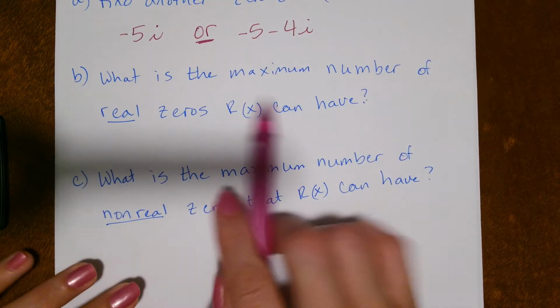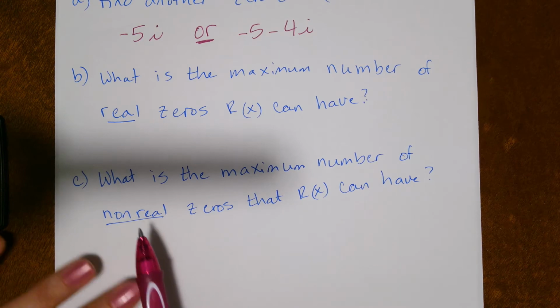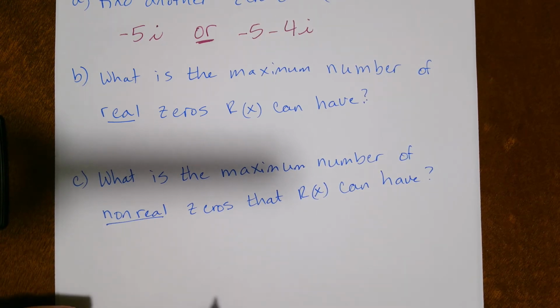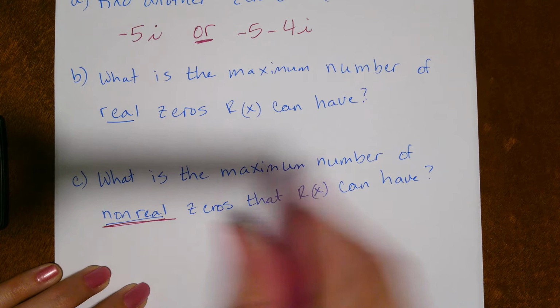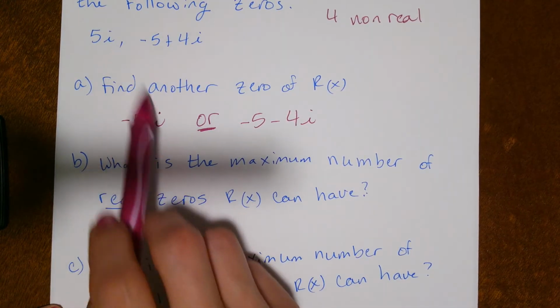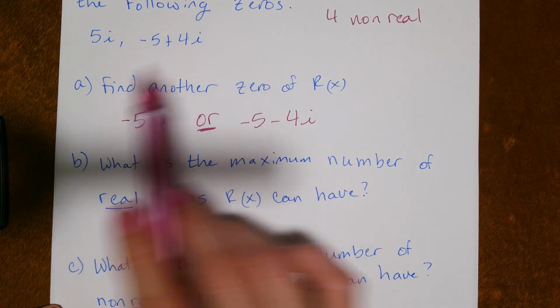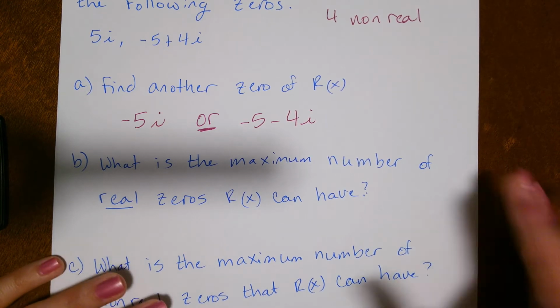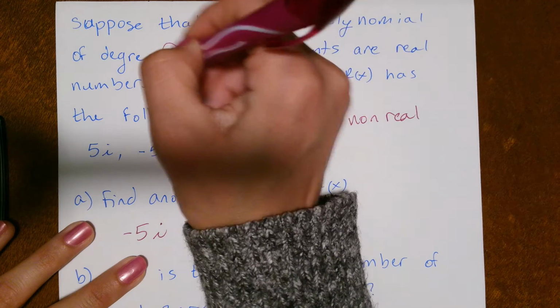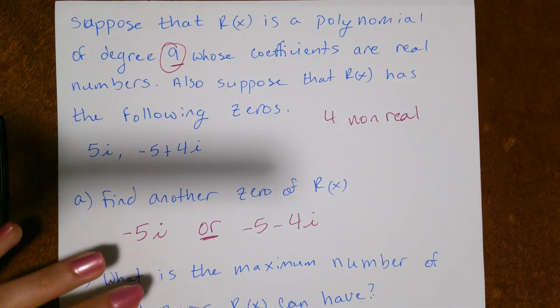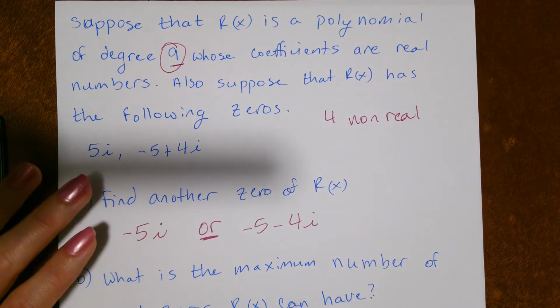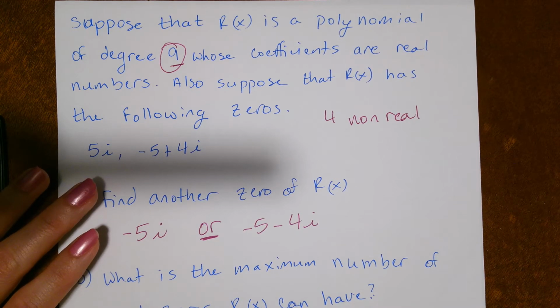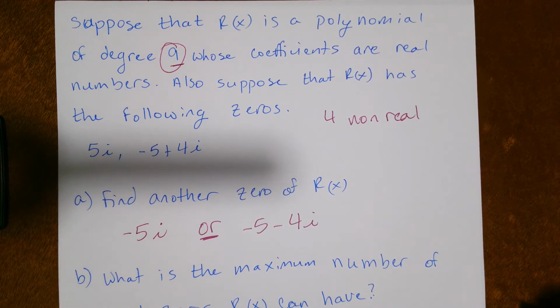So part C, I'm going to skip that for just a second. Part C says, what is the maximum number of non-real zeros that r of x can have? The thing to remember is what we just talked about up here. The non-real values, zeros, come in pairs. So what that tells us is the maximum number of non-real zeros always has to be even. This polynomial has a degree of 9, but I can't have 9 non-real solutions. I can only have an even number. So it would have to be 1 less than that.